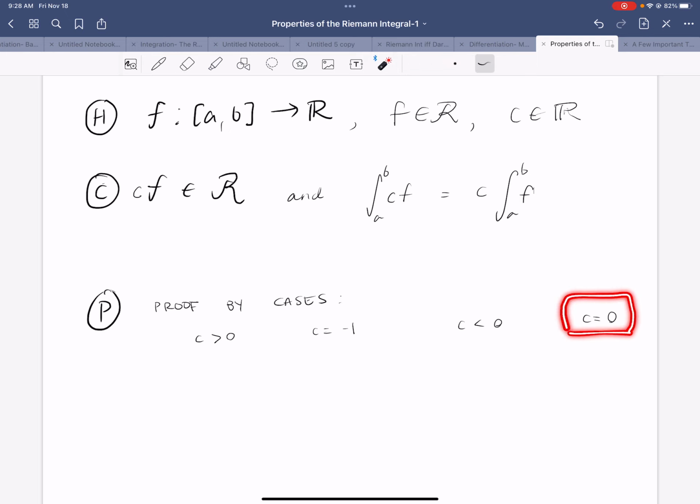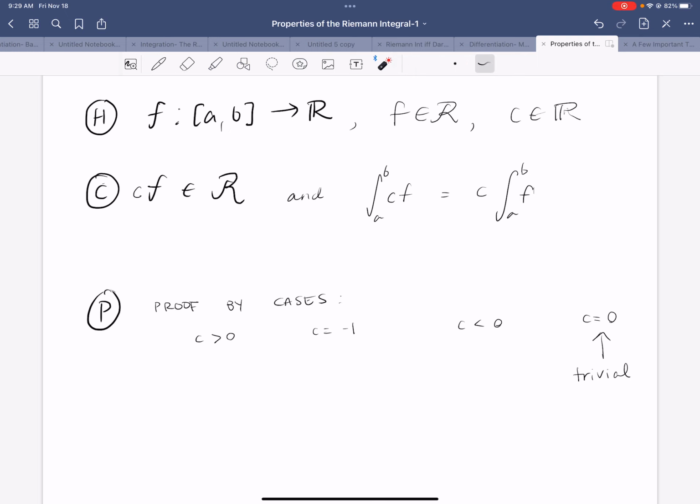And the case where c is equal to 0 is trivial, because if c is equal to 0, then we are talking about the 0 function. And all of our upper sums and lower sums will be equal to 0. So the sup of our lower sums will be 0. The inf of our upper sums will be 0. Those will be equal to each other. So our function will be Riemann integrable, and the integral will be 0 times whatever that number is, right? So this case is trivial.